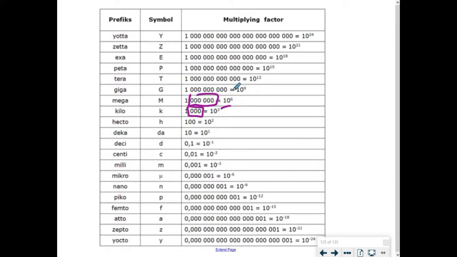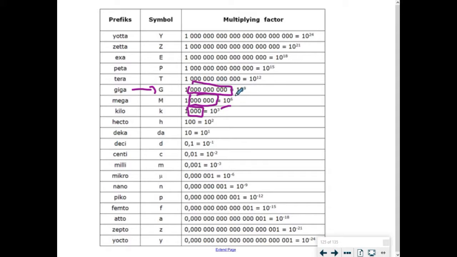Anybody have like a 10 gigabyte data package or a 2 gigabyte data package for your cell phone? You guys have heard of gigabytes before though, right? When it comes to data? Well, a giga is 10 to the 9 of something, right? So 10 to the 9 means there's 9 zeros after the number.